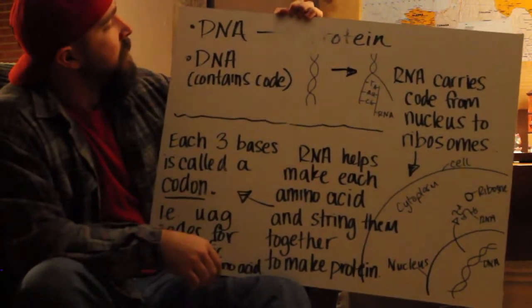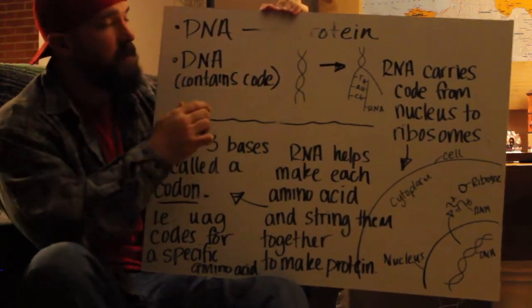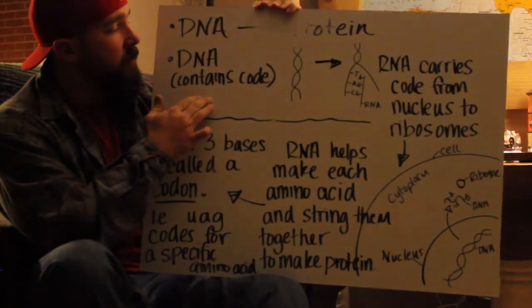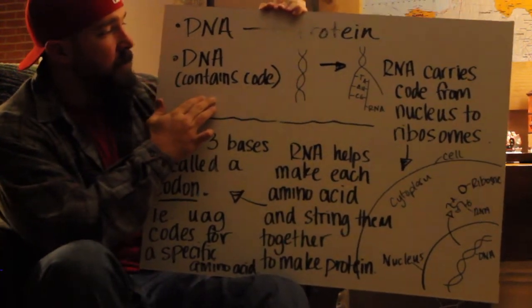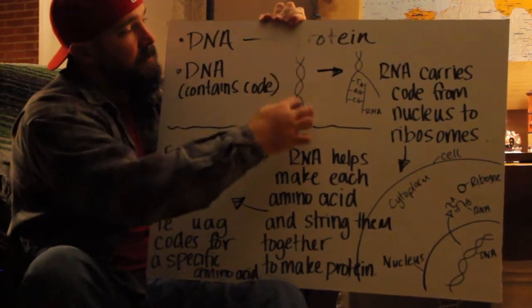And that's great. DNA to protein. So DNA is the blueprint. This is where your genetic code is found. This is where you get your traits from your parents. And this code is in this double helix.